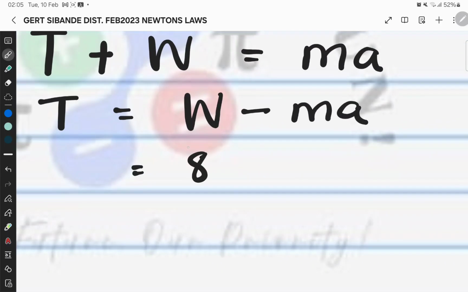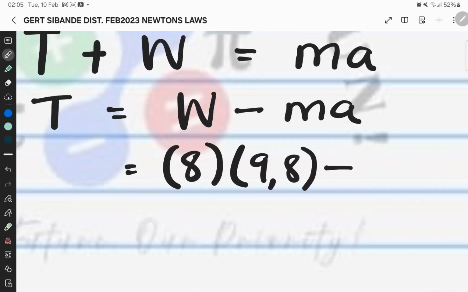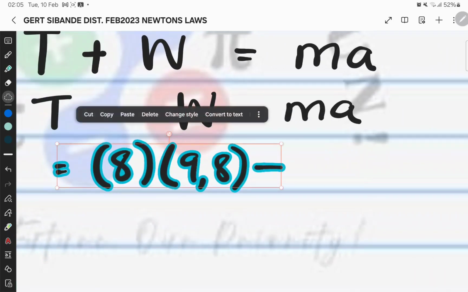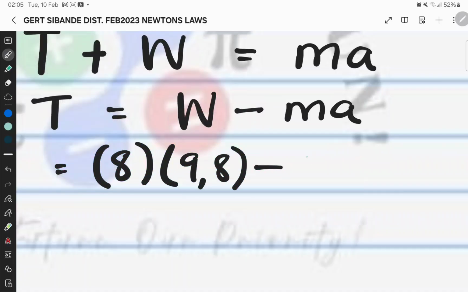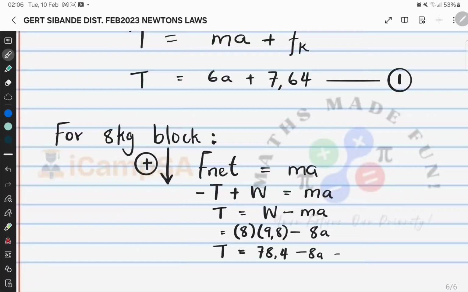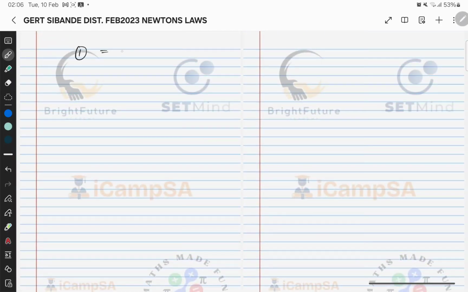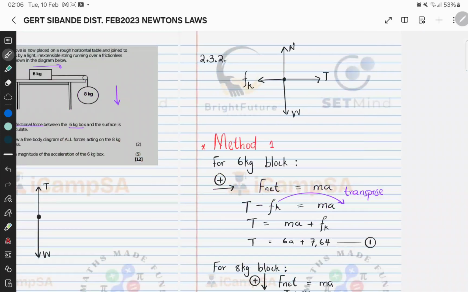Mg is 8 times 9.8, minus 8 times a. And then now notice that we have two equations. This is my equation 2. So I can equate them and solve for A, because T is equal for both blocks. So I can say equation 1 is equal to equation 2. So now we're solving simultaneously.